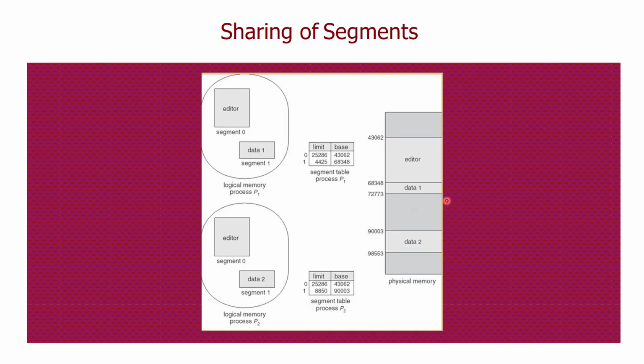Let's go ahead. This is how the sharing of segments happens. Obviously, in this logical memory there can be multiple processes, P1 and P2. In process P1, there are some values of base and limit. You can add these, 43,062 plus this number, and we reach 68,348. This segment 0 is the editor, so that's why it is written as editor here. Because segment 0 is the editor, you can map these two with this one and verify this physical memory. It is very easy.